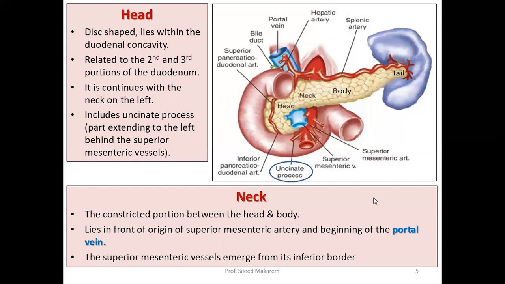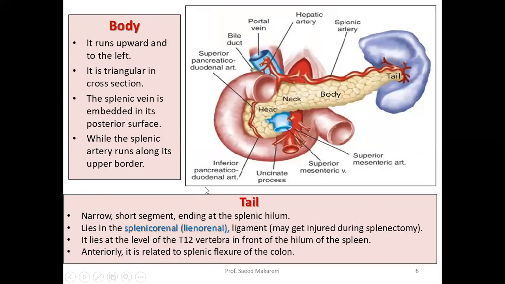Now going to the body. So this is the body here. The large, big part is the body. It runs upwards and to the left. As I said, it is slightly obliquely placed, not exactly horizontal, slightly oblique. So it runs upwards and to the left side, toward the left hypochondrium.